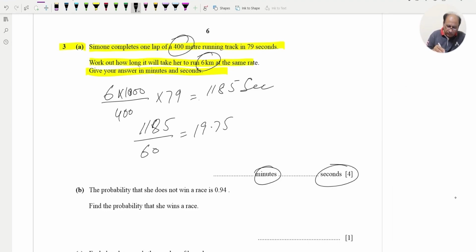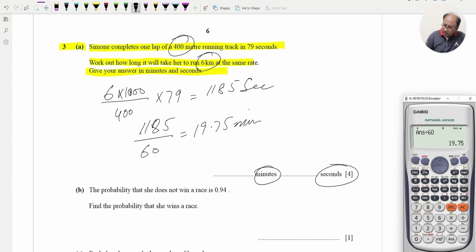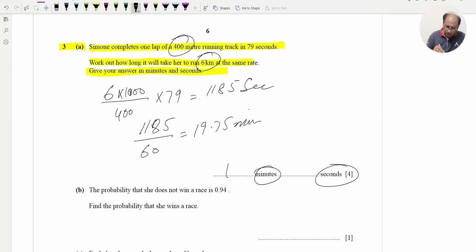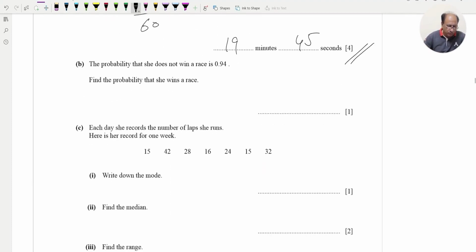19.75. 19.75 minutes, but we require it in minutes and seconds. So we will press this time button, this one, and we'll get 19 hours and 45 minutes. 19 hours and 45 minutes will be our answer for this 4 mark question. Hopefully you understood this.